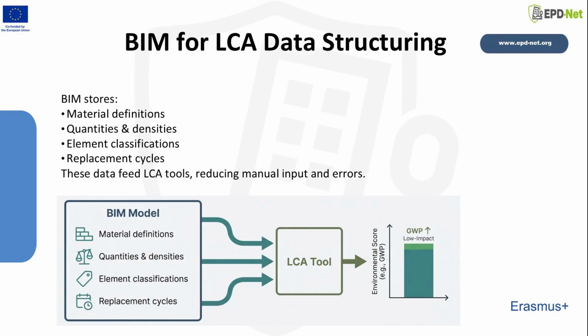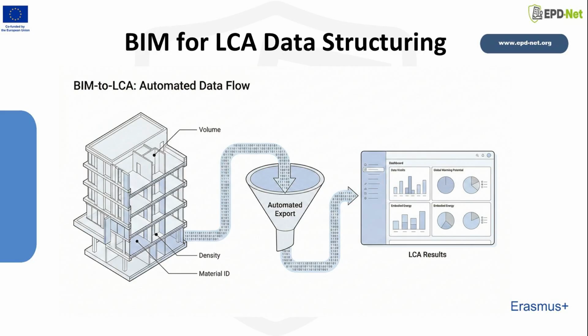One of the main advantages of BIM in environmental analysis is its ability to provide precisely structured data for LCA. Every BIM component carries metadata such as material type, volume, density, and location, all of which are essential inputs for LCA tools. Instead of manually collecting building quantities, BIM exports these values automatically, minimizing human error. When BIM is connected to LCA software, either through direct plugins or file exports, materials are matched with corresponding EPDs or database entries.